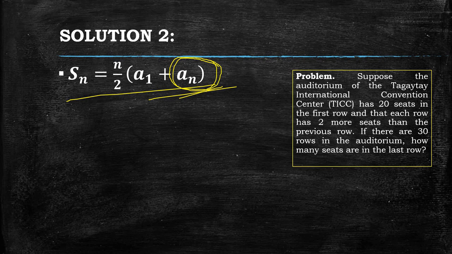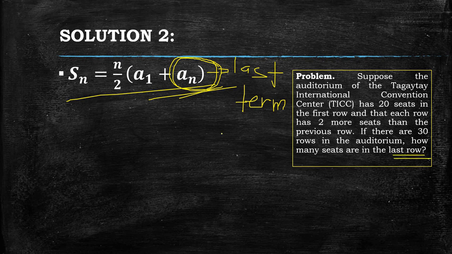Kasi kapag ginamit mo itong formula na to, kailangan meron kang last term. So, yun yung condition niya. Okay? So, medyo may consideration ito at kaya hindi siya basta-basta nagagamit unless masatisfy mo yung condition na dapat meron ka doon sa problem para magamit mo itong formula na to. So, kailangan may last term. Pero kung titingnan nyo dito sa ating problem, wala naman dito, hindi naman sinabi yung rows, number of seats dun sa last row.